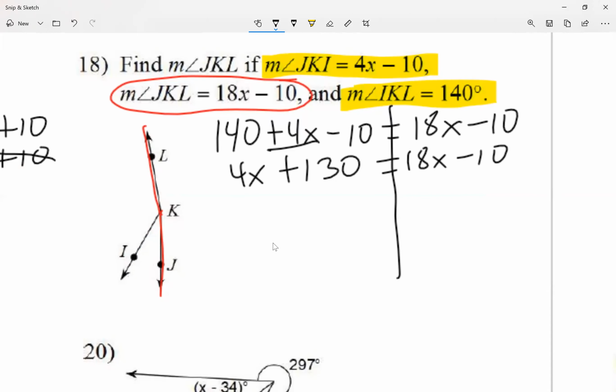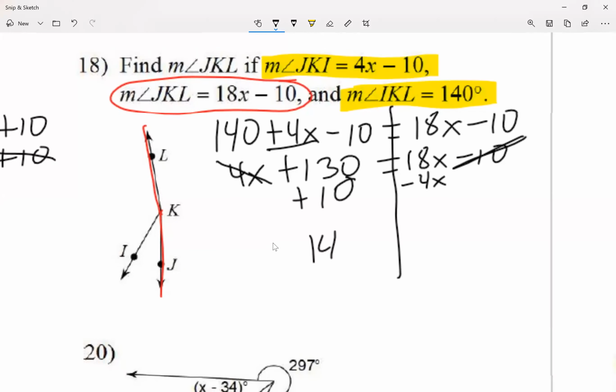Want to combine like terms. I want to combine the x's. I tend to use the smallest x, right? Because I don't want to deal with negatives if I don't have to. So let me move the 4x as a minus 4x. And then this minus 10, let me move it over as a plus 10. Anything that I move from one side to the other, I gotta switch the sign. Notice I have letters on one side and anything that doesn't have a letter on the other. So here I know 130 plus 10, that's 140. 18x minus 4x, that's 14x, right? 18 minus 4 is 14.